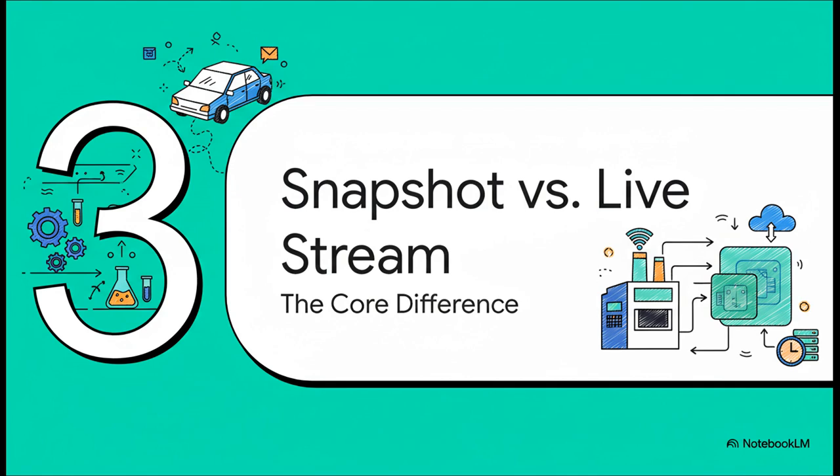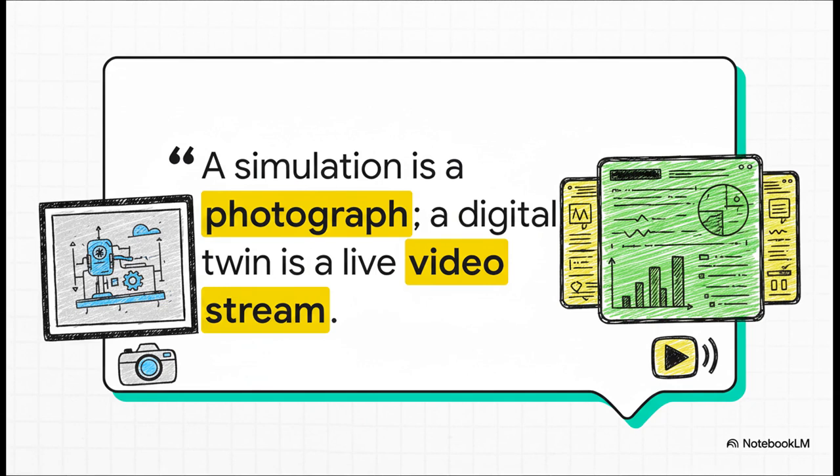Okay, so we've got these two really powerful concepts. To help it all click, let's use a simple but really effective analogy, thinking of it as a snapshot versus a live stream. This really just nails it. A simulation is like a photograph. It's a static image, a single moment captured under very specific controlled conditions. A digital twin, on the other hand, is a live video stream. It shows you exactly what's happening as it's happening, constantly updating to reflect reality.